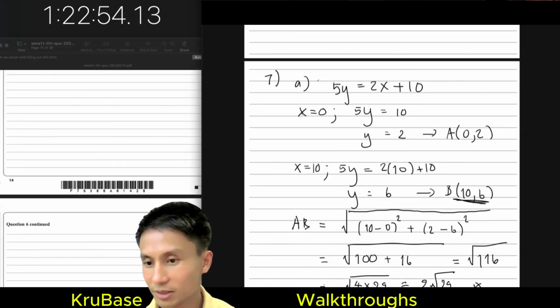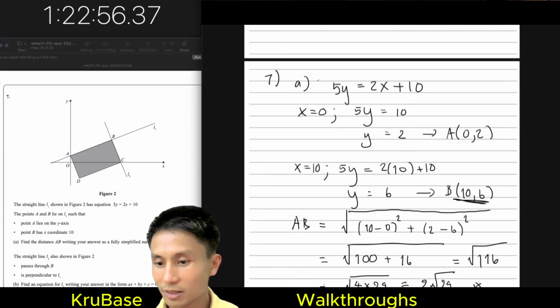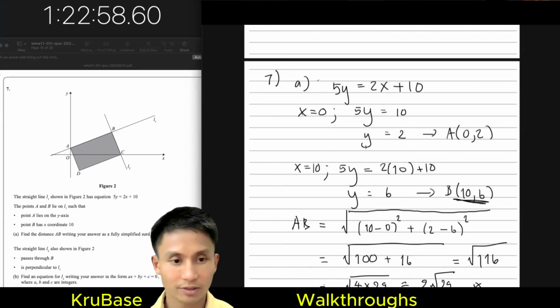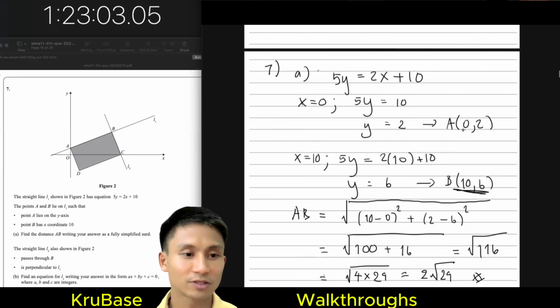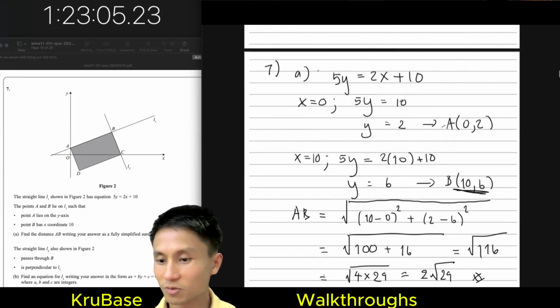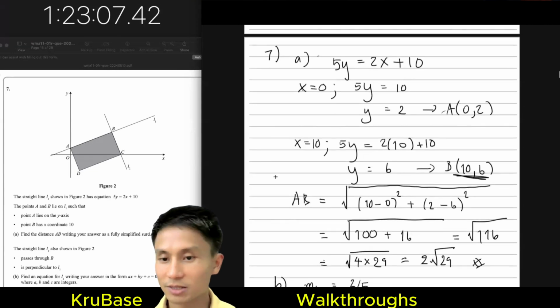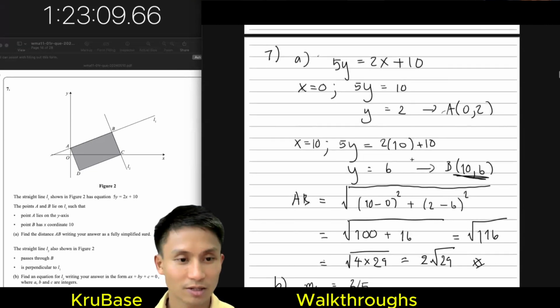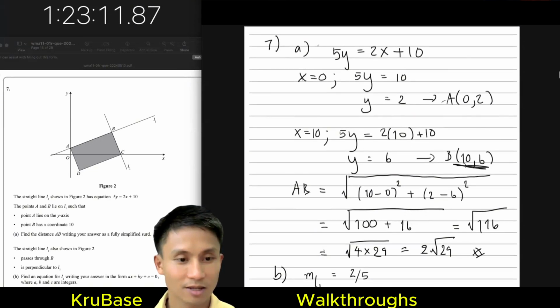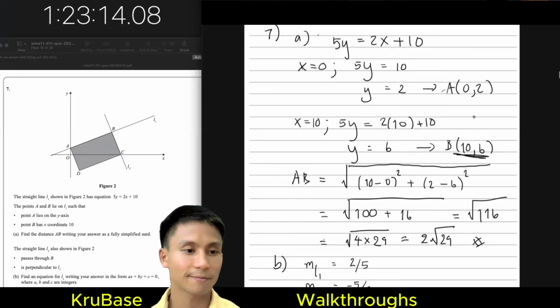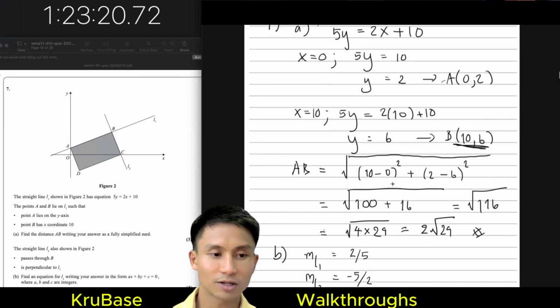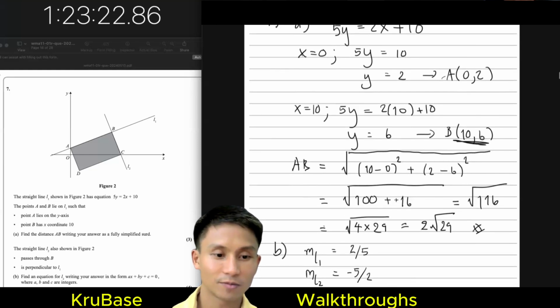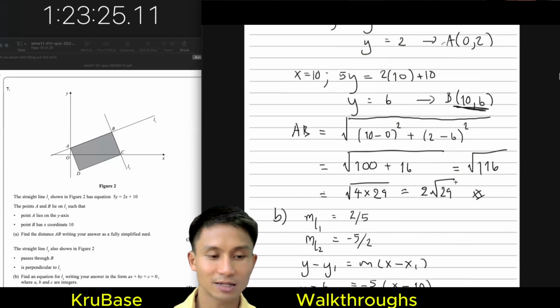Number 7. Yeah. So, okay, we found AB. We found A by just substituting x of 0, and it's the y-intercept there. And B substituting the x of 10. So you get 6. And then find the AB distance. We use Pythagoras there, the distance formula. So that is, yeah, 116.